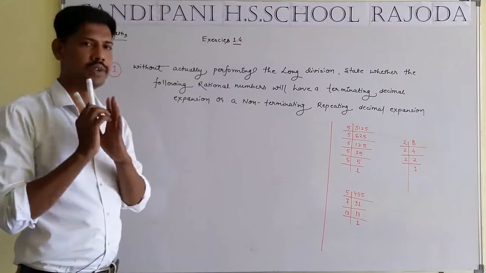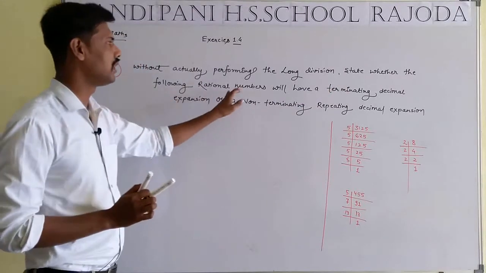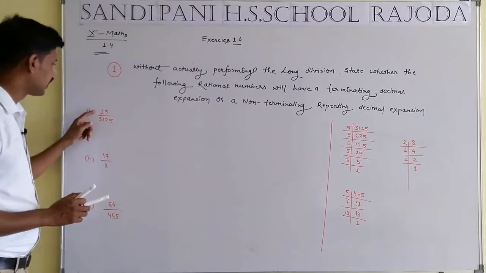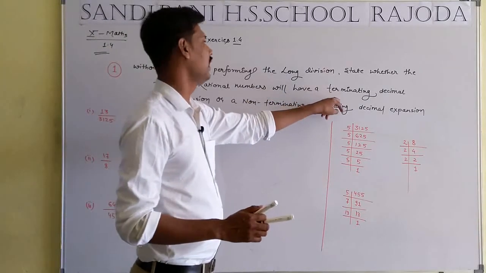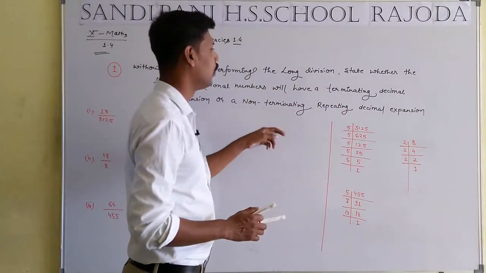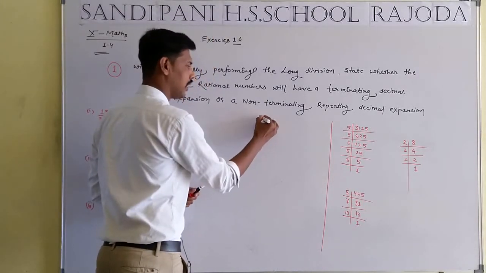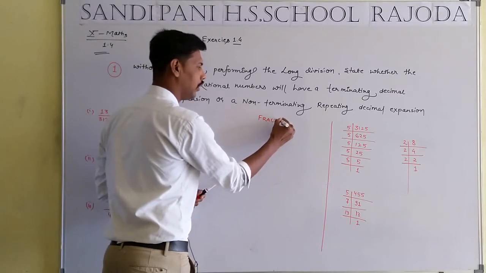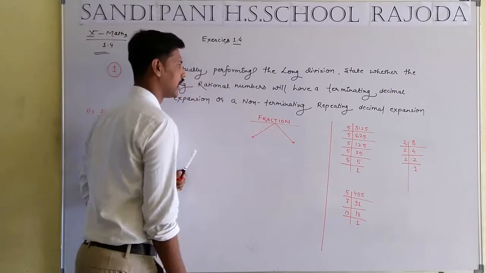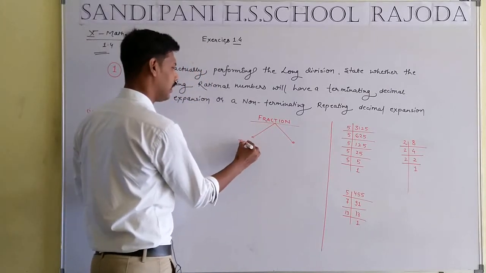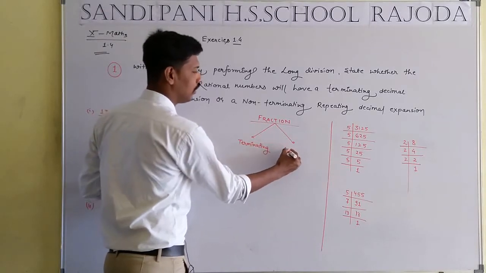That means we don't use the long division method. Instead, we check whether the following rational number, that is, a number which can be written in the form p by q, has a terminating decimal expression or a non-terminating one. I repeat, the chapter basically divides fractions into two categories: first terminating, and second non-terminating.